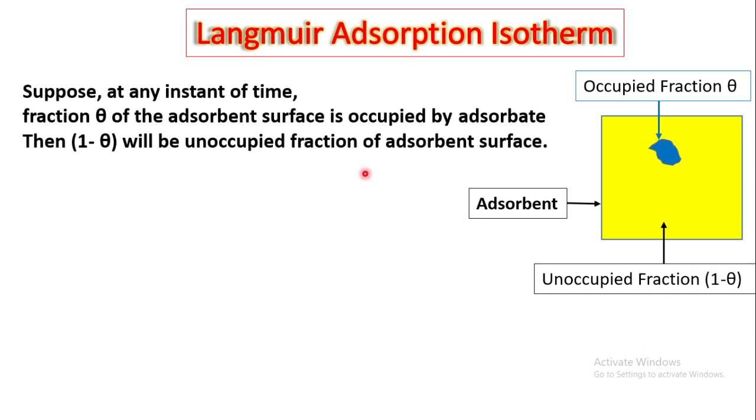Suppose at any instant of time a fraction theta of the adsorbent surface is occupied by adsorbate. Then 1 minus theta means the remaining portion, other than the blue dots. So 1 minus theta will be the unoccupied fraction of the adsorbent surface.